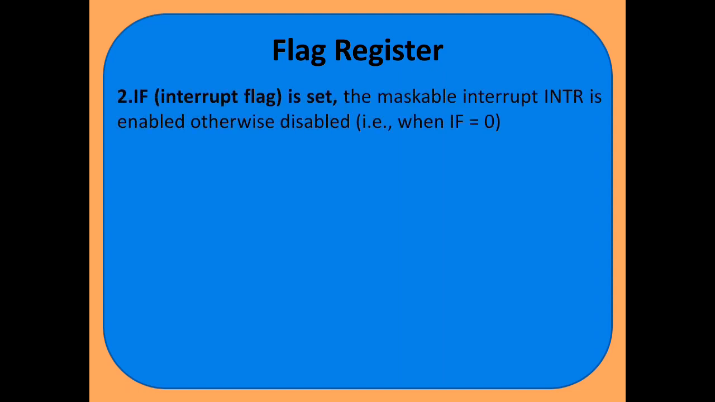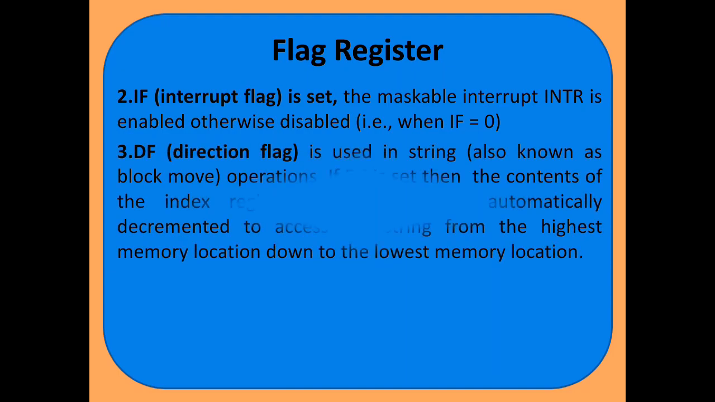The next is the interrupt flag. The interrupt flag is the one which allows or disallows the maskable interrupts. If it is 1, it allows the maskable interrupts; if it is 0, it does not allow the maskable interrupts. The next is the direction flag.